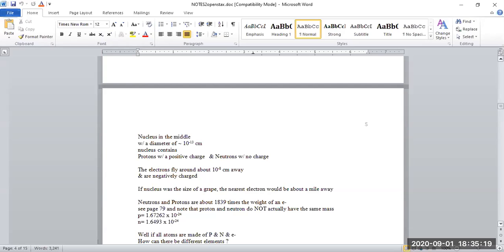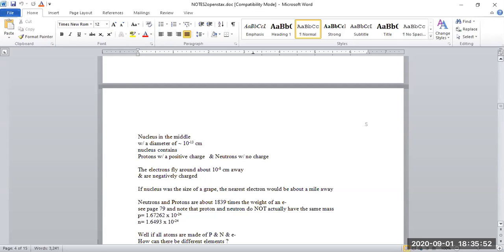Now, electrons are smaller, as well as being negative. Now look at the exponent. We had 10 to the negative 13, that was the exponent that went with our nucleus. We have the electrons flying 10 to the 8th centimeters away. Now think about this from an order of magnitude point of view. We're talking zeros here. That's 5 orders of magnitude difference.